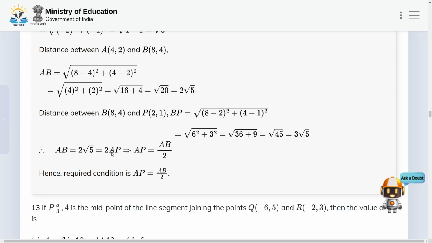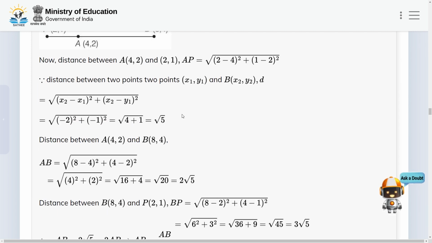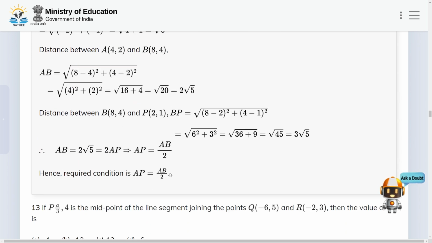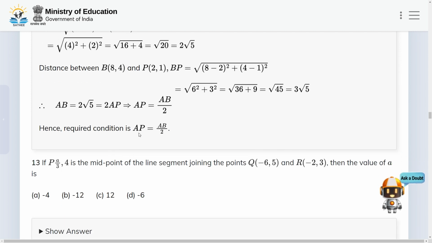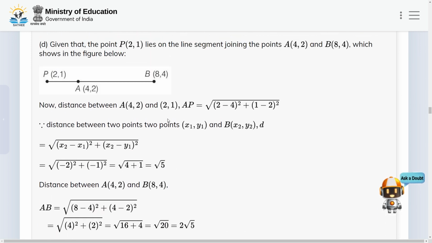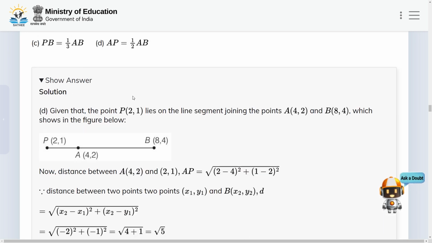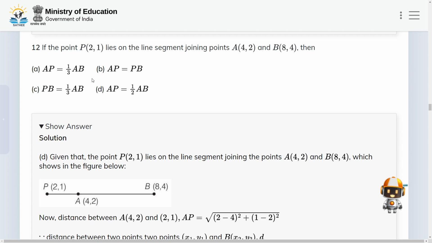So therefore AB is equal to 2 times root 5, BP is equal to 3 times root 5, and AP is root 5, so you get AB is equal to 2 AP, so AP is equal to AB by 2. Hence the required condition is AP is equal to AB by 2, that is AP is equal to 1 by 2 AB, so option D is the correct answer.